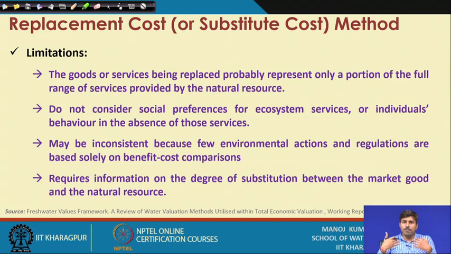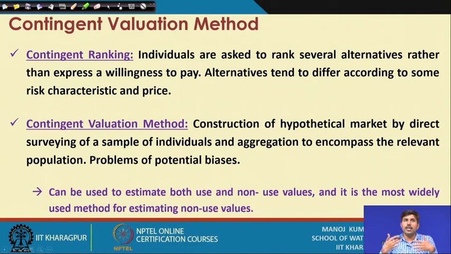How their perceptive valuation of that resource has changed should also be considered, but this method does not consider it, because it is purely based on the expenses being incurred towards the restoration or substitution of that service. It may be inconsistent because few environmental actions and regulations are solely based on the benefit-cost comparison, so in that case it may not fall in line. The required information on the degree of substitution between market goods and natural resources is needed and is not easily available. So, that would be one further limitation of the method.